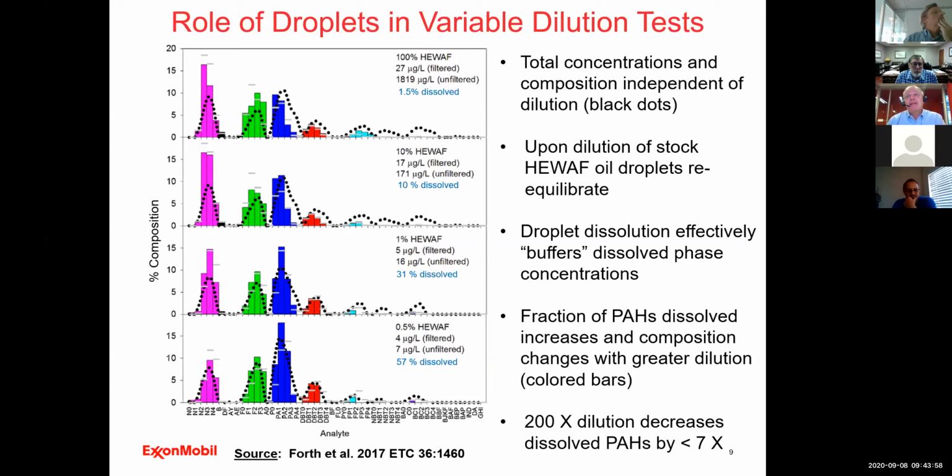And this droplet dissolution effectively buffers the dissolved phase concentrations, so that the fraction of PAHs dissolved increases as the dilution increases and the composition changes. So you can see that in the high-energy WAF, right, you start with 1.5% dissolved, but if you dilute 200-fold, more than 50% now is in the dissolved form. So again, a 200-fold dilution of the high-energy WAF only decreases the dissolved PAHs by less than 7-fold.